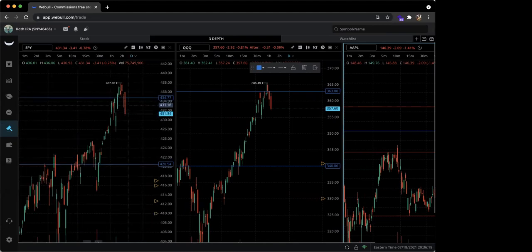indexes. It's a lot more volatile, especially with the SPY, because they have 3 expirations a week. So Monday, Wednesday, and Friday, they have expirations.